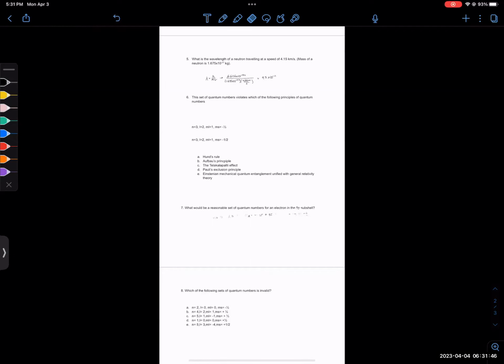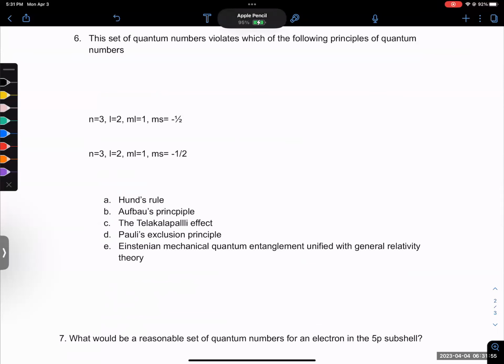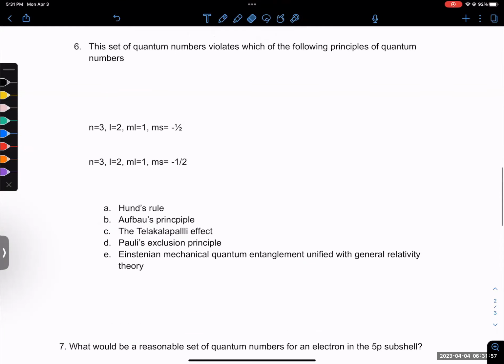All right, so let's go ahead and do, I think this was the worksheet that we sent out last week. Number 6, so think about the rules that we just taught, and see if you can identify what may be wrong with these quantum numbers.